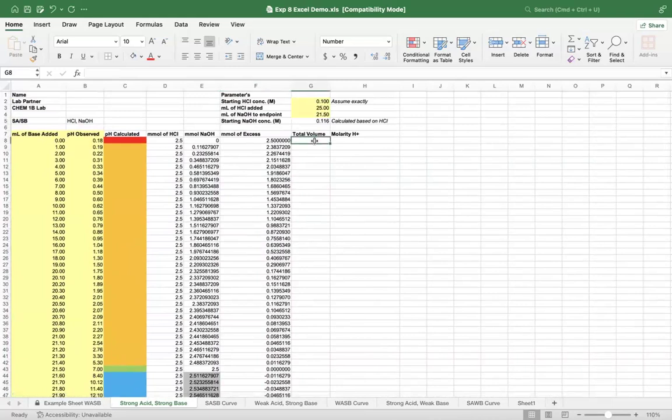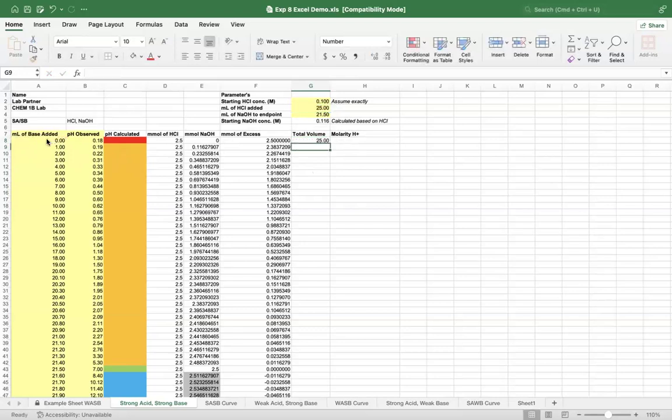Total volume. Total volume is just the amount of liquid in the flask. Initially, it's 25. It's this number here, right? 25 mils plus whatever's in column A. So we could just put equals 25 plus, and then hit column A. But if we want to be fancy, let's reference this cell, but let's put dollar signs in front of it. Dollar sign G, dollar sign 3. So it's this volume, 25, plus the volumes in column A.